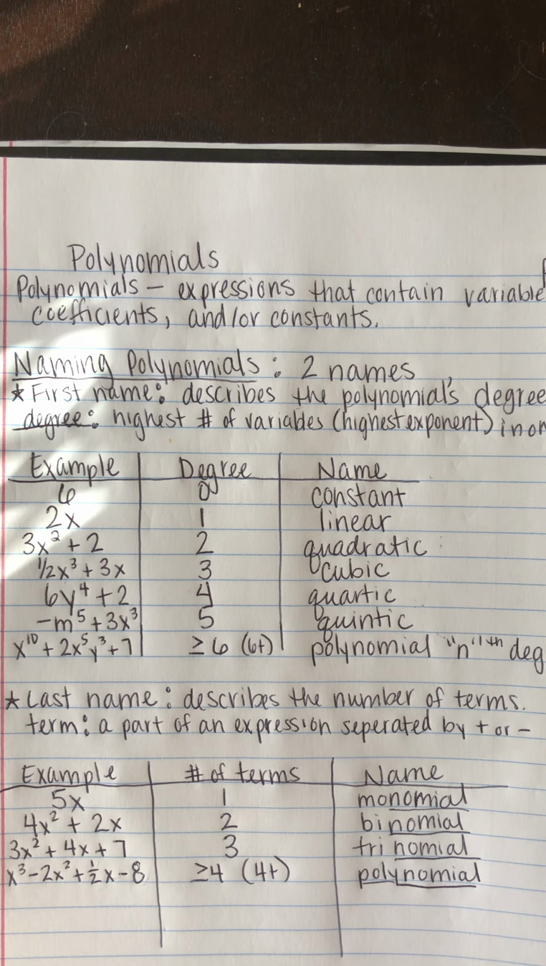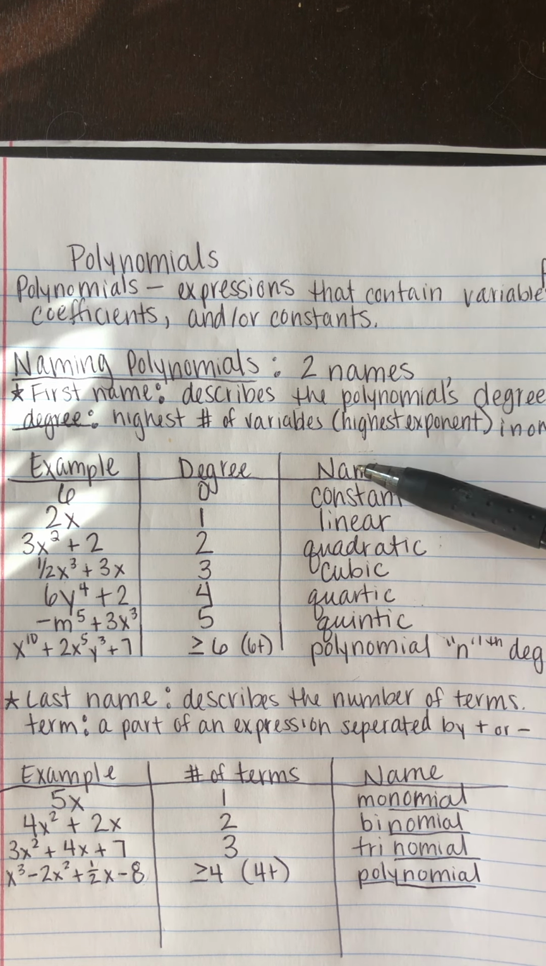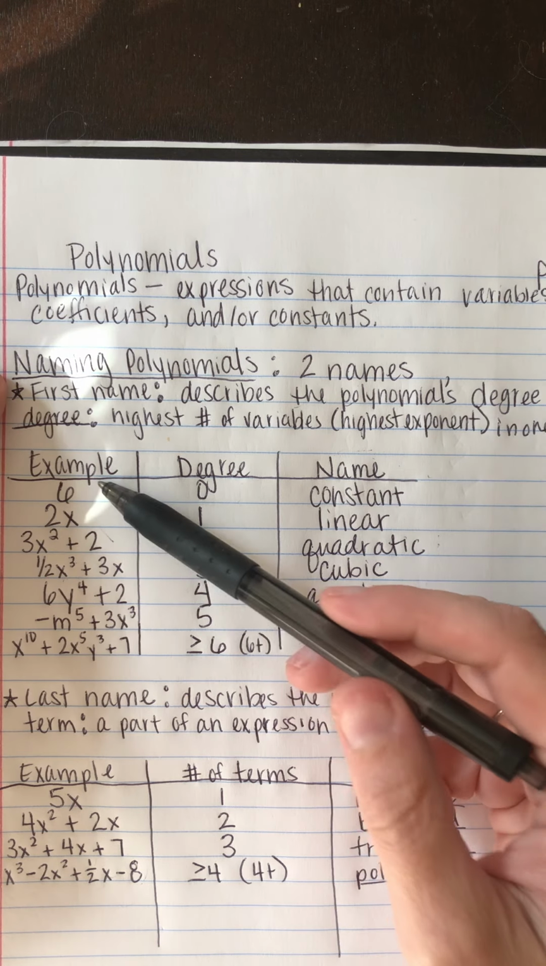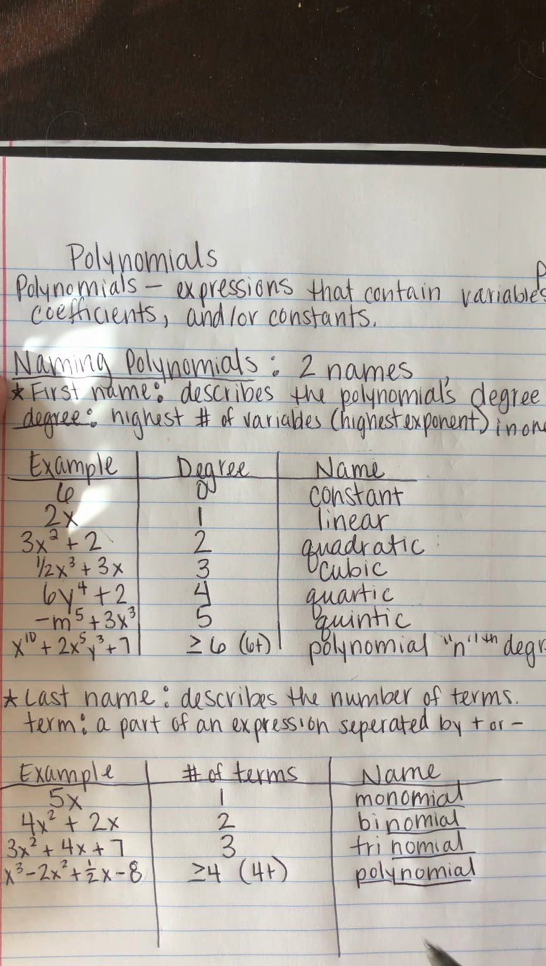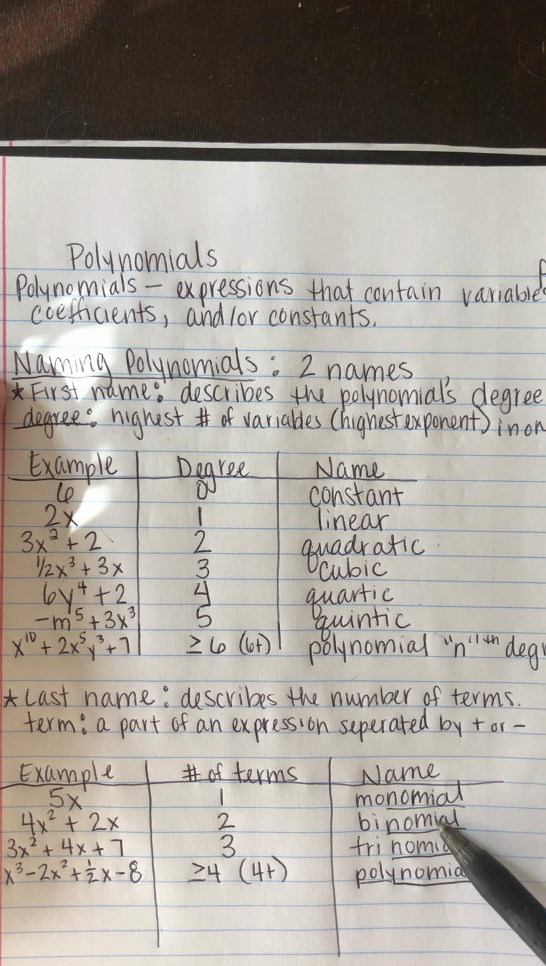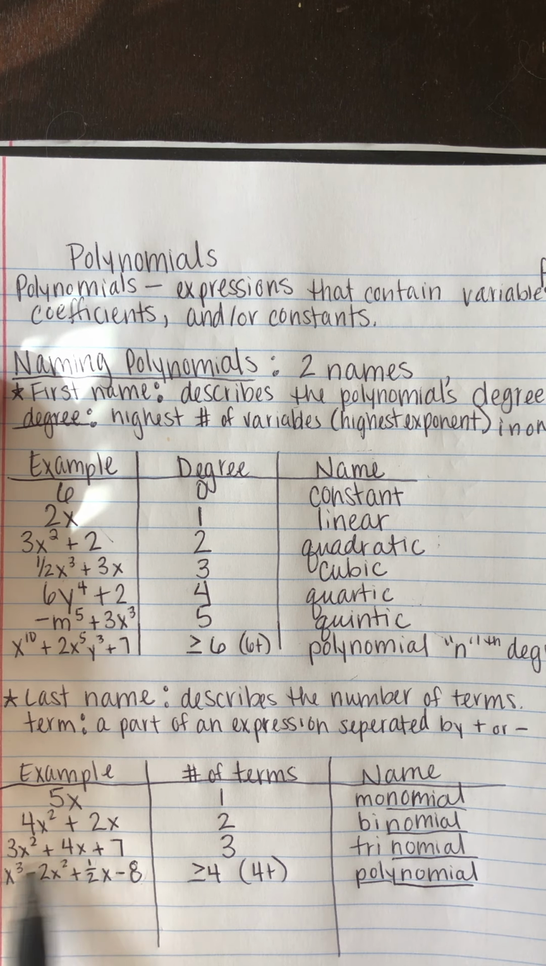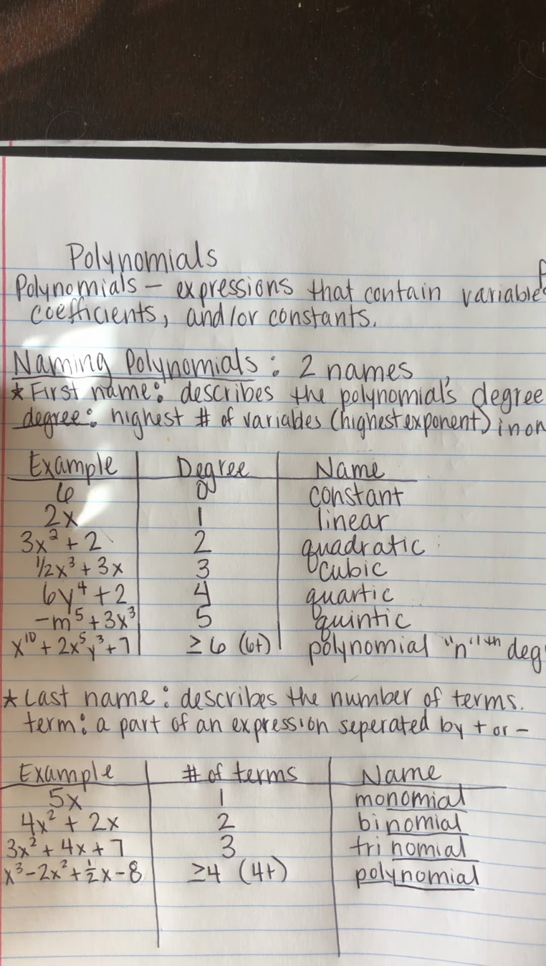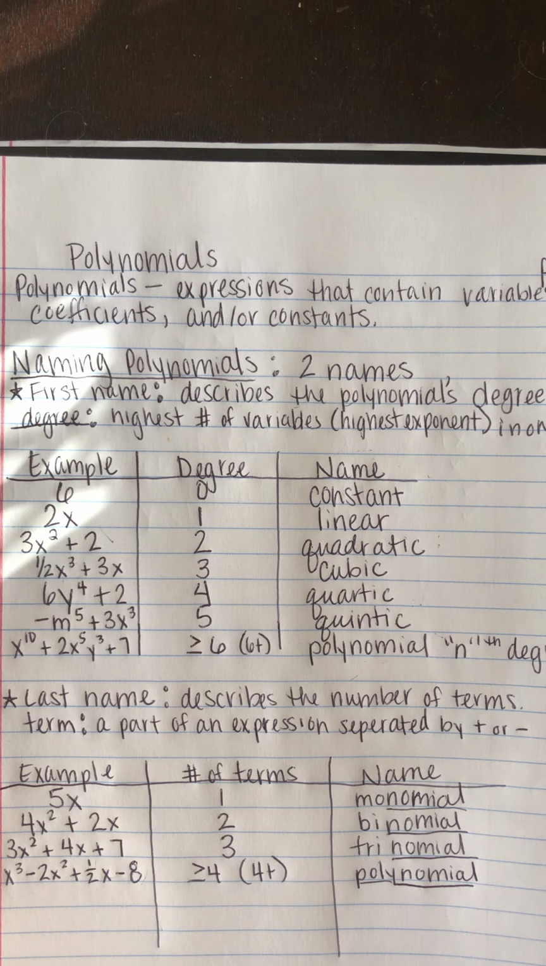So we're going to do a couple practice problems down here at the bottom. We're just going to name a few of these. Remember, we're going to look from these names up here to describe the degree of your polynomial, and then we're going to look for these names for our last name to describe the number of terms there. All right, so let's get to some examples here.